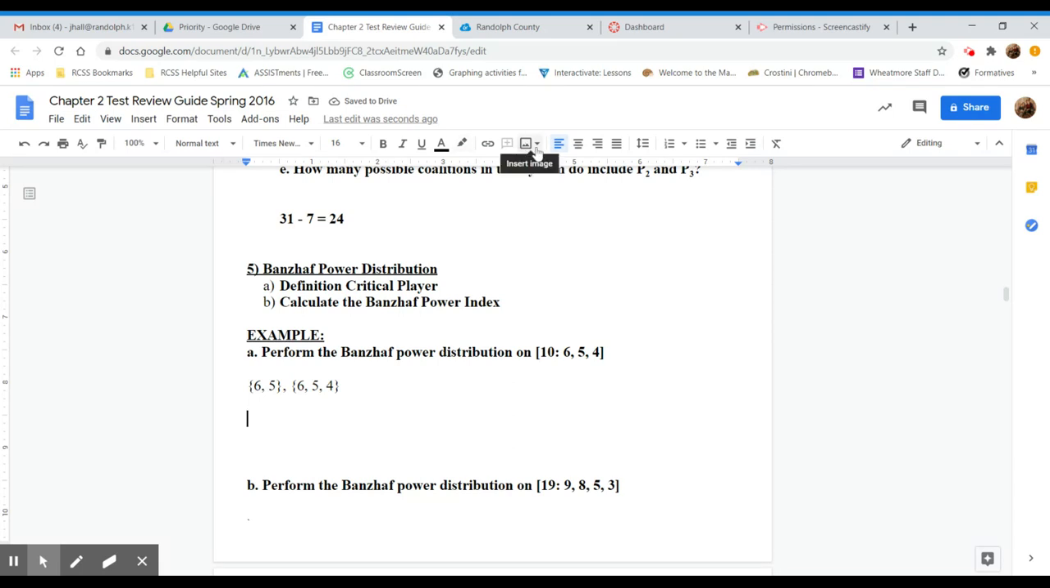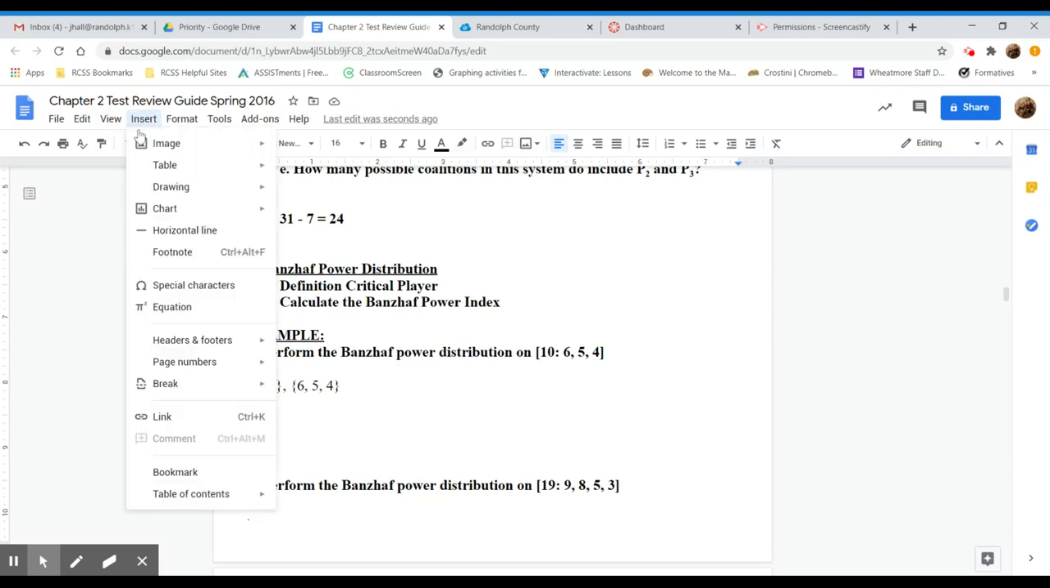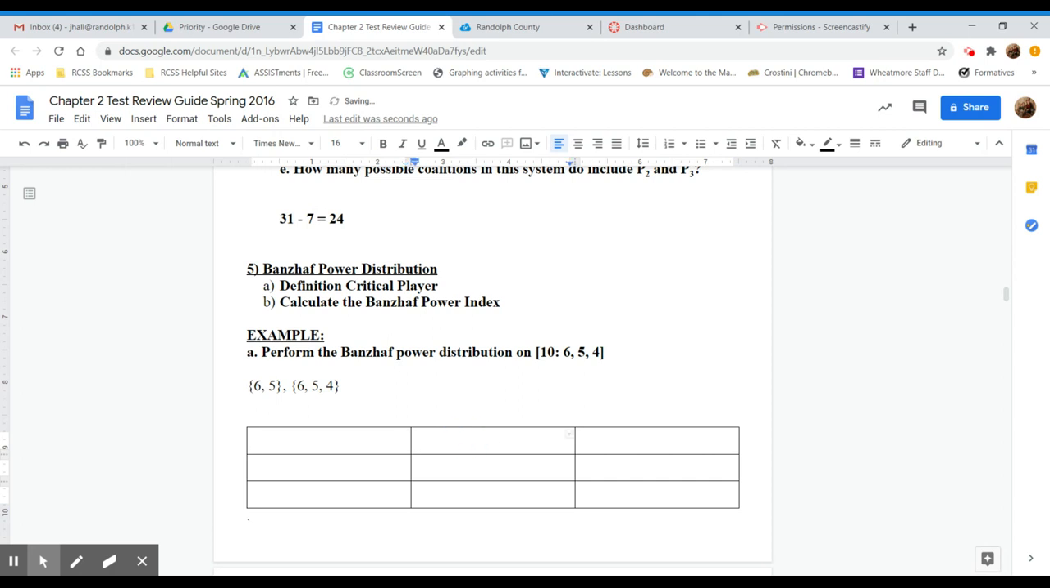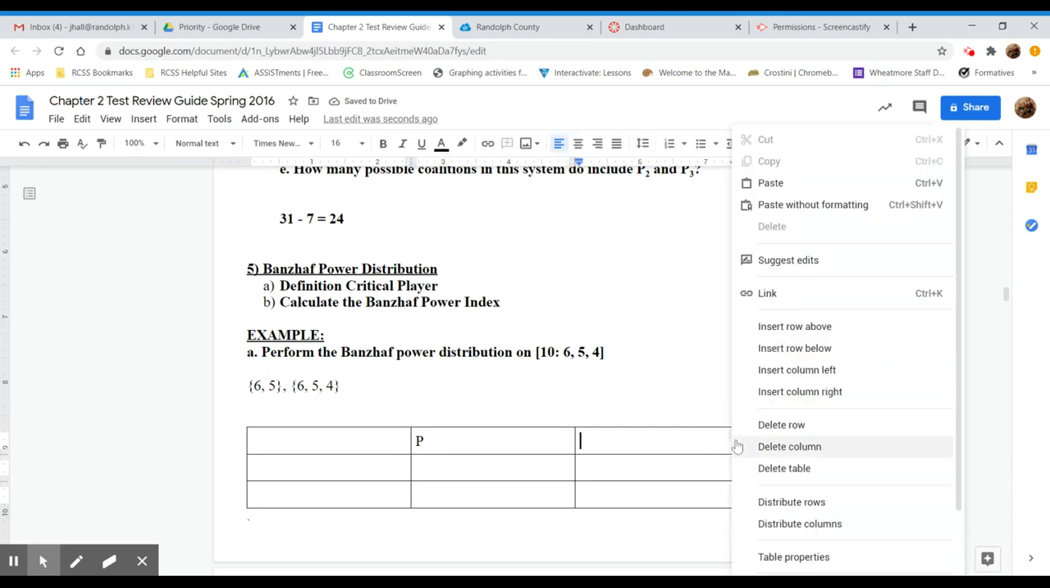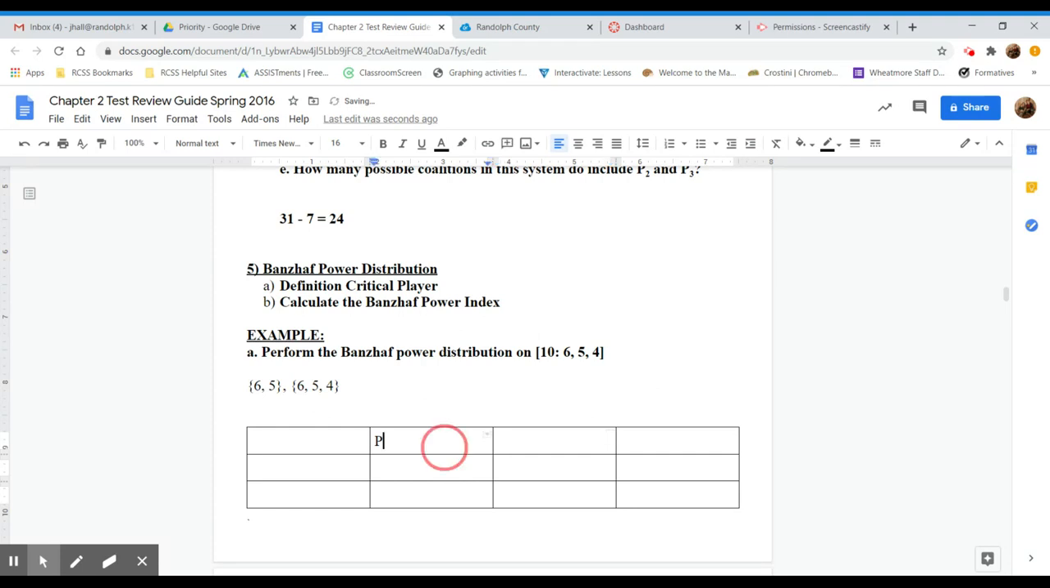Now I'm going to come up here and insert a table, a 3 by 3. The reason I'm doing this is to have player 1, so let me insert a column to the left. So we've got player 1, whose weight is 6. We've got player 2, whose weight is 5. And we've got player 3, and their weight is 4.